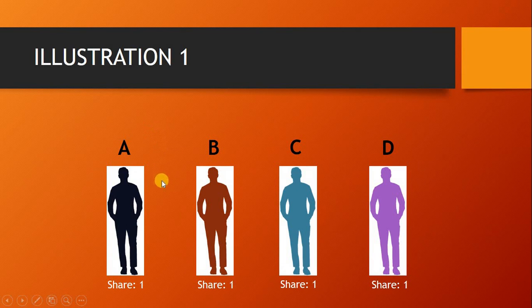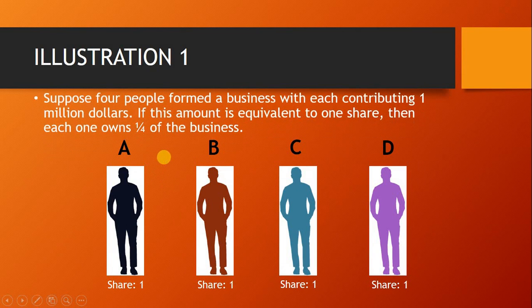Let's look at illustration 1. Suppose 4 people form a business with each contributing $1 million. If this amount is equivalent to 1 share, then each one owns 1/4 of the business. So we have share 1, share 2, share 3, and share 4, a total of 4 shares in this business. Therefore, each person owns 1/4 of the business.